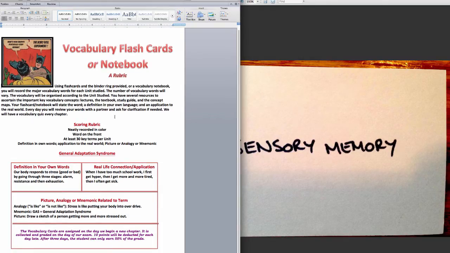A couple things you just need to keep in mind for your vocabulary is that it needs to be recorded in color. All right. So your vocabulary cards are in color, not pencil, not just all pen, but in more than one color actually. Next thing, the word just goes on the front, and the other three things that I'm about to talk about go on the back. So word on the front, everything else on the back.